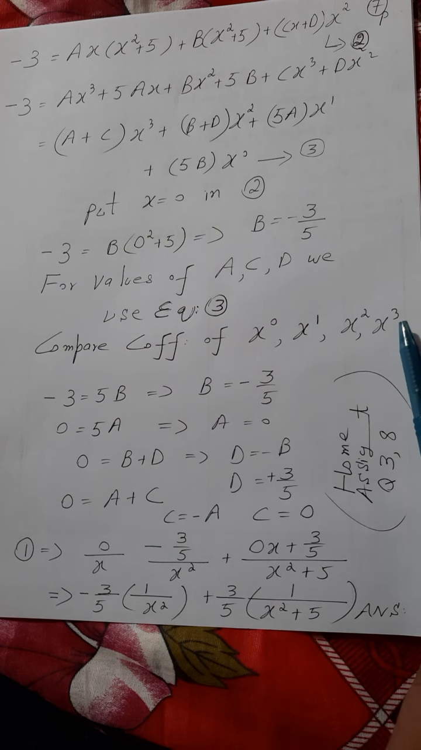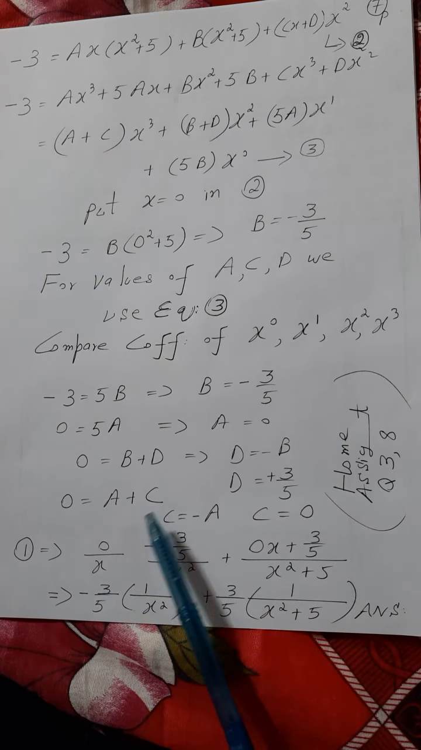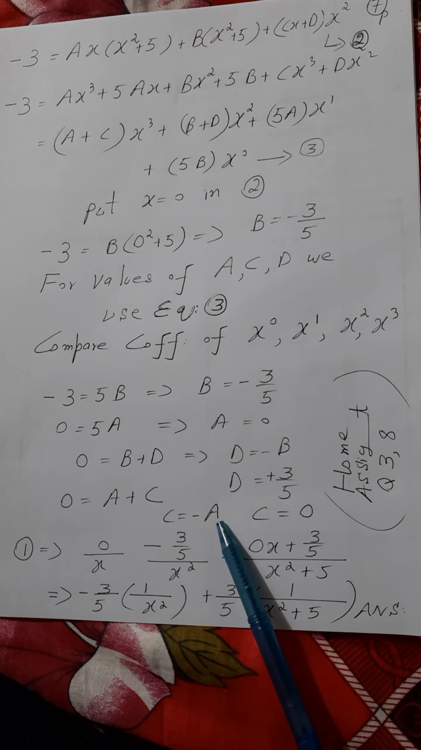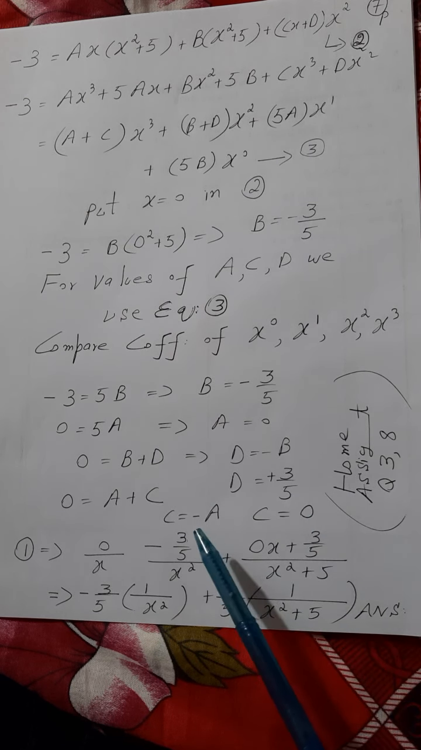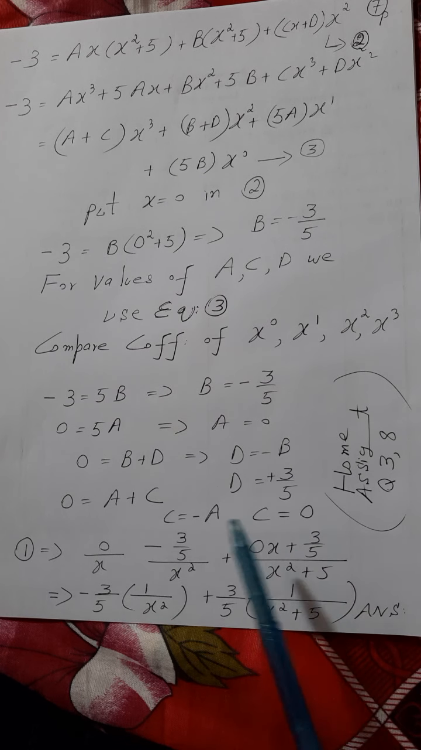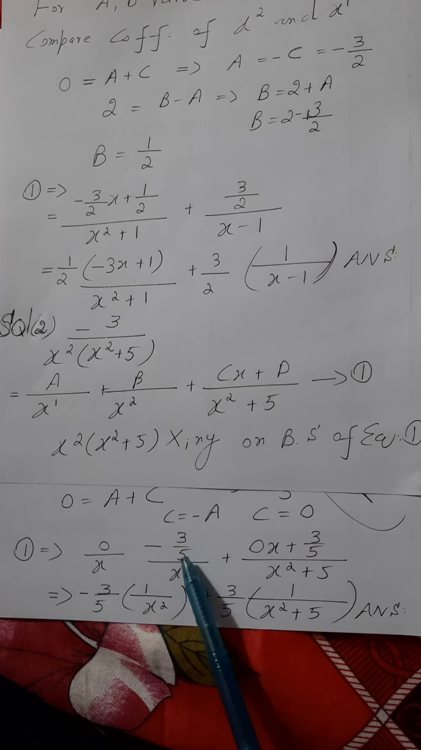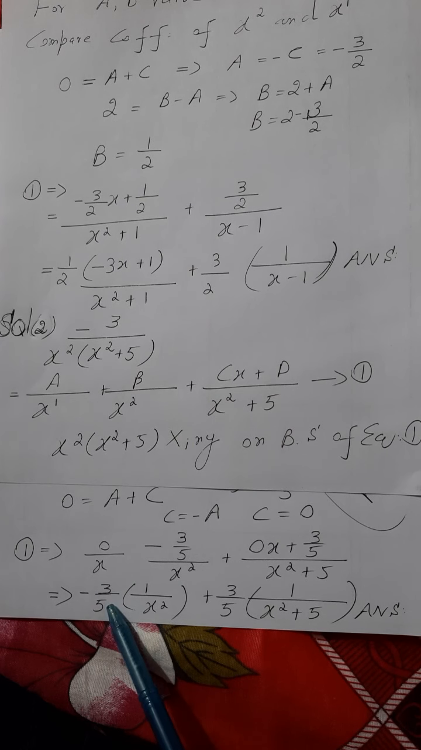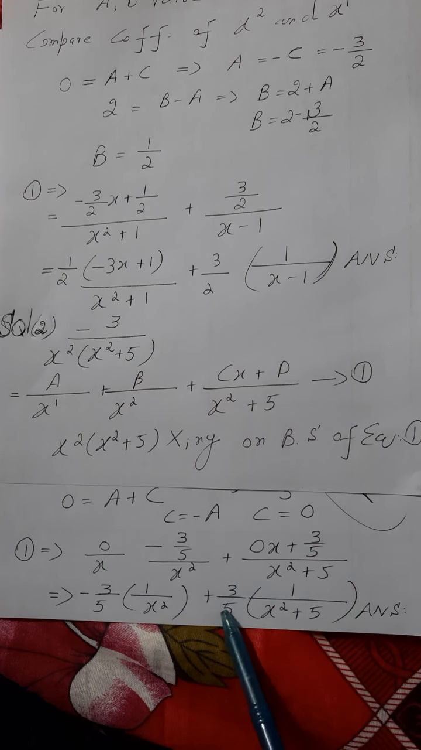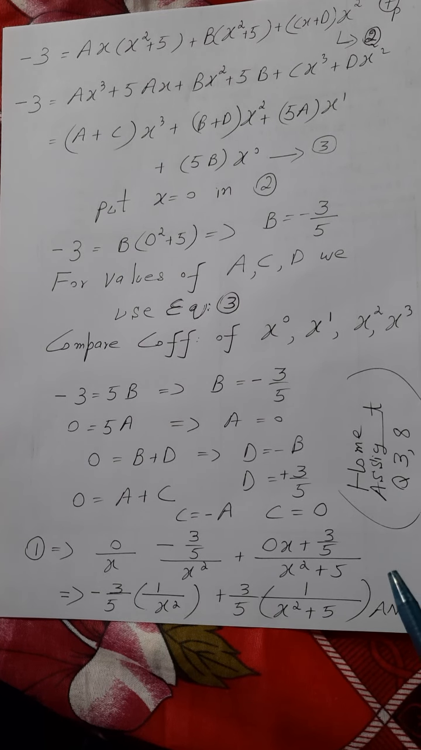And the coefficient of x power 3, there is no x cube coefficient, so it means 0, so a plus c is 0, so c is equal to minus a, but a here is 0, so c is also 0. Putting the values of a, b, c, d in equation number 1: this is equation number 1, so putting the value of a is 0, putting the value of b minus 3 by 5, putting the value of c is 0 and putting the value of d, which is plus 3 by 5. This is the answer after simplification of question number 2.